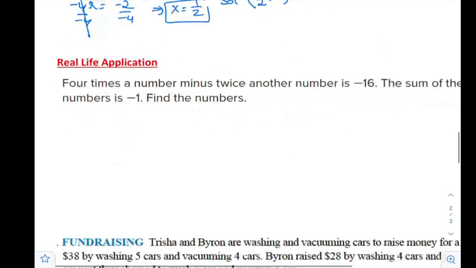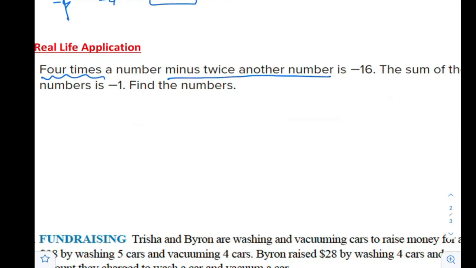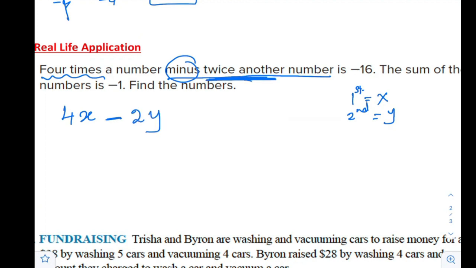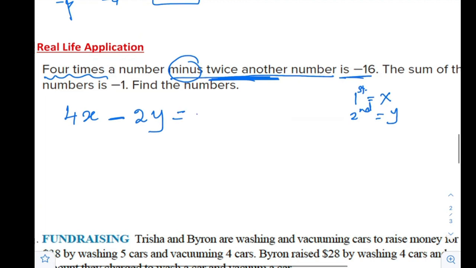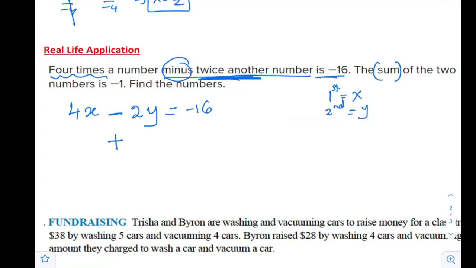Real life application. First equation, 4 times a number minus twice another number. I will assume the first number is x, the second number is y. 4 times a number, so 4 times x, minus twice, double, another number is equal to negative 16. This is the first equation. The second one, the sum of the two numbers, the first number and the second number, is negative 1. We have two equations.